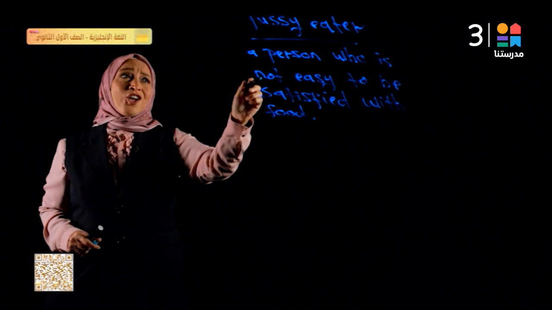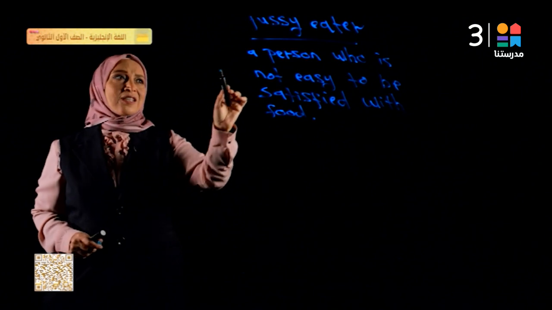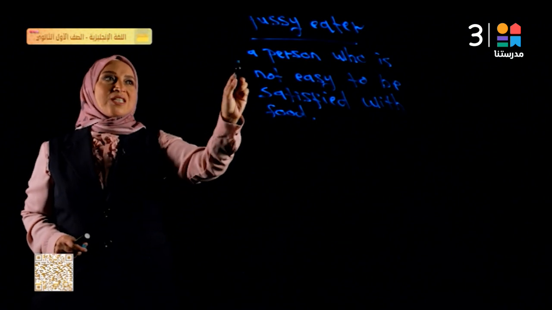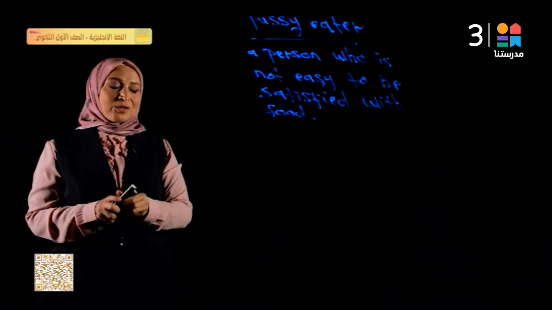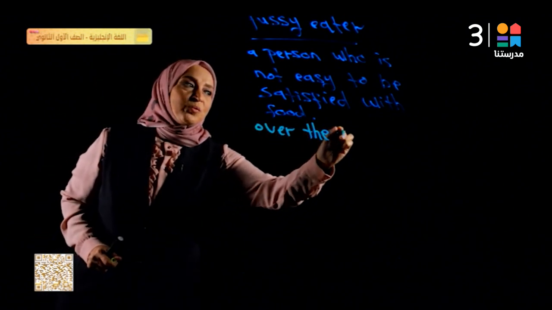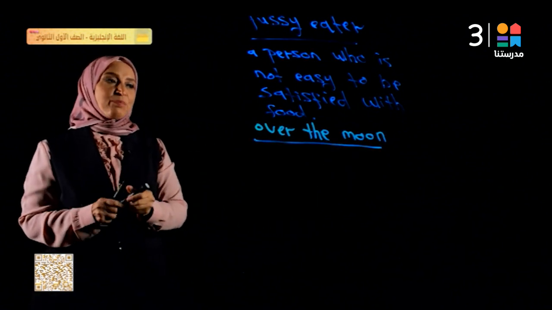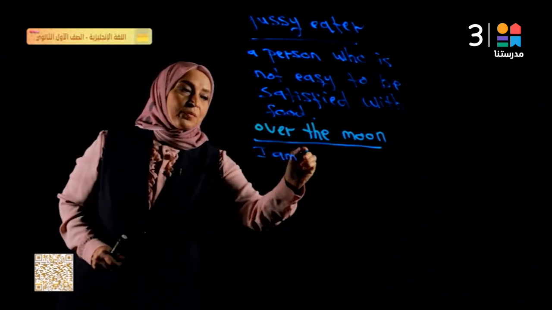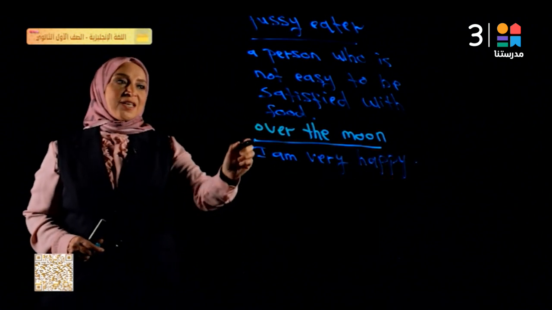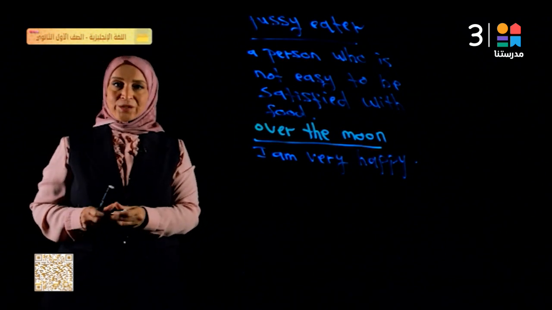So it's not easy for him to eat any food. I can say my child is a fussy eater. He doesn't like to eat vegetables. He doesn't like to eat rice. He eats only mashed potatoes and so on. So this is fussy eater. What about the expression over the moon? When I say that I'm over the moon, it means I'm very happy. So when I say when he succeeded, he was over the moon, it means he was very happy.